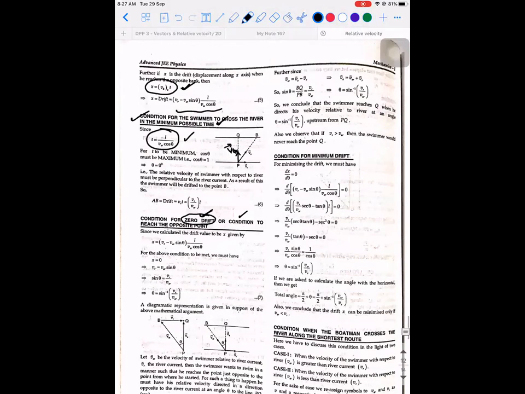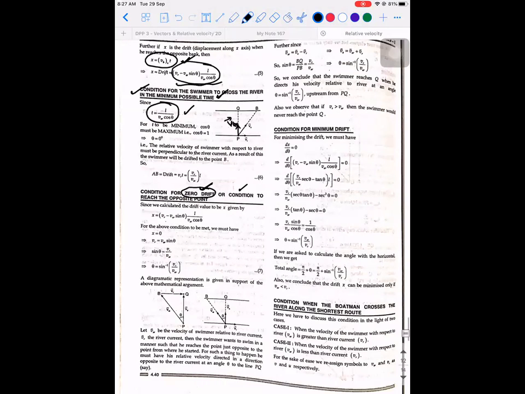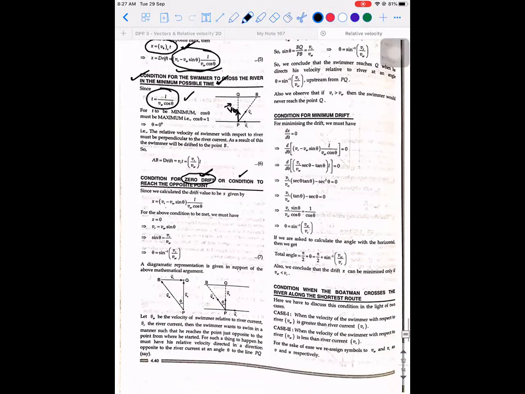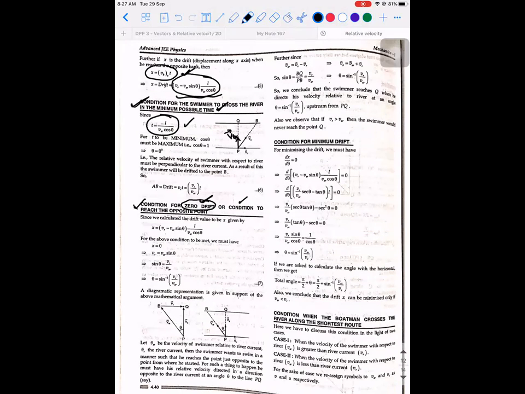The next type of question they will ask us is the condition for zero drift, or the condition to reach the opposite point. So at that time, what should happen, guys? In this scenario, what should be zero? Zero drift. We have a formula for drift, and this should be equal to 0. When this is 0, you'll be able to reach the opposite point. So these two are the important conditions, and problems will be based on these two only. Are you guys clear with this?